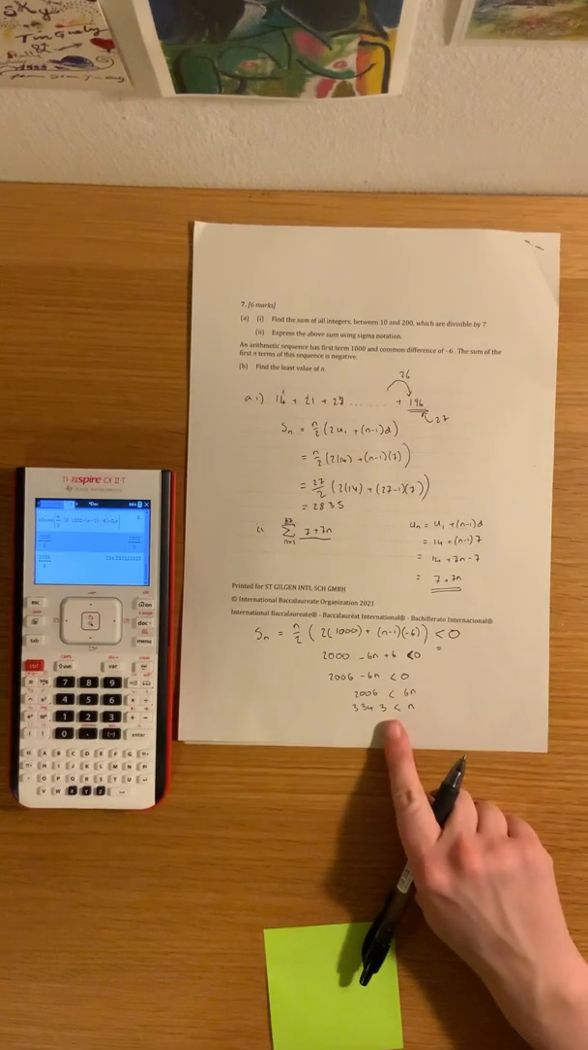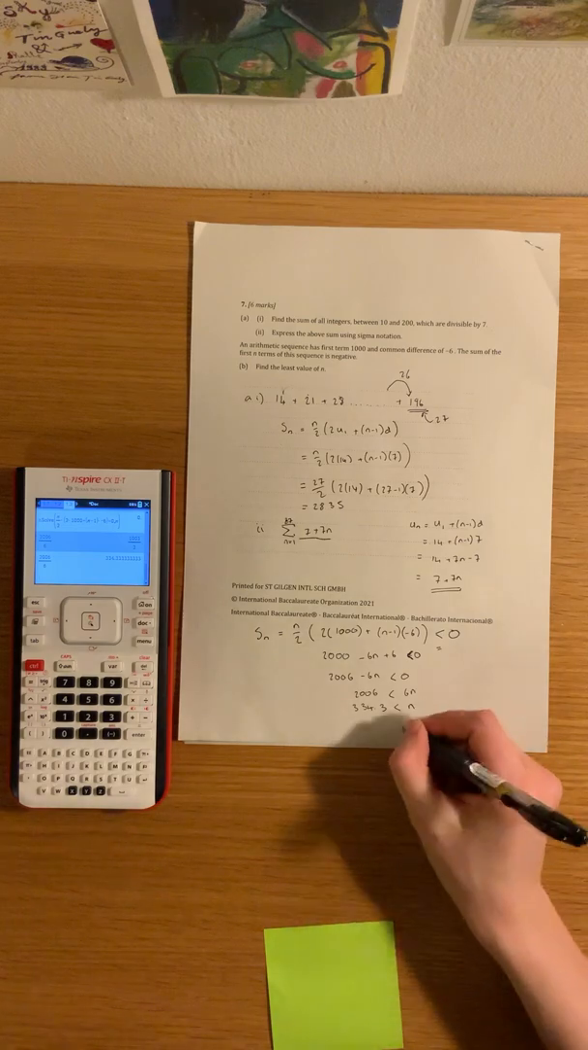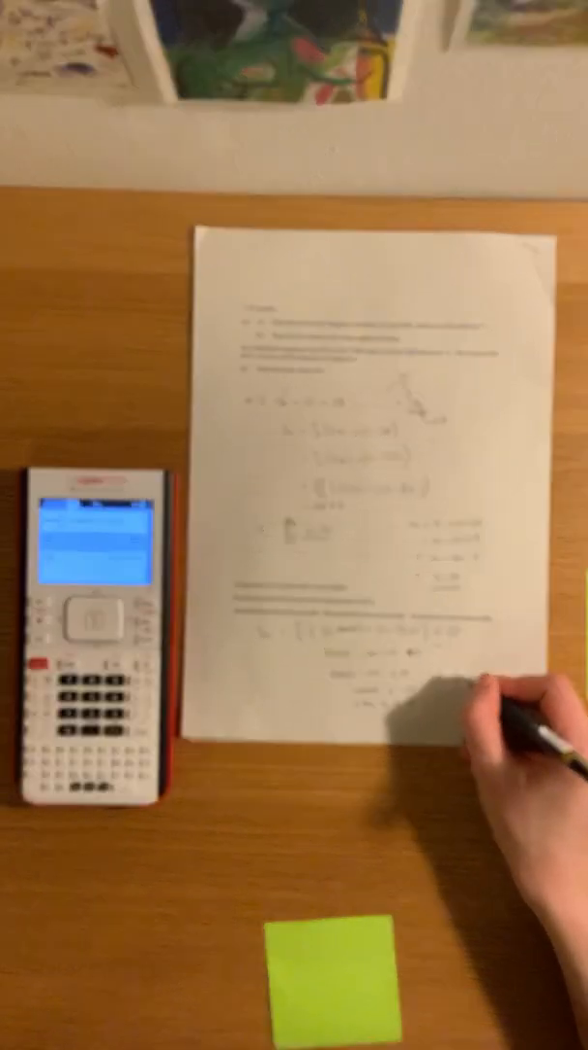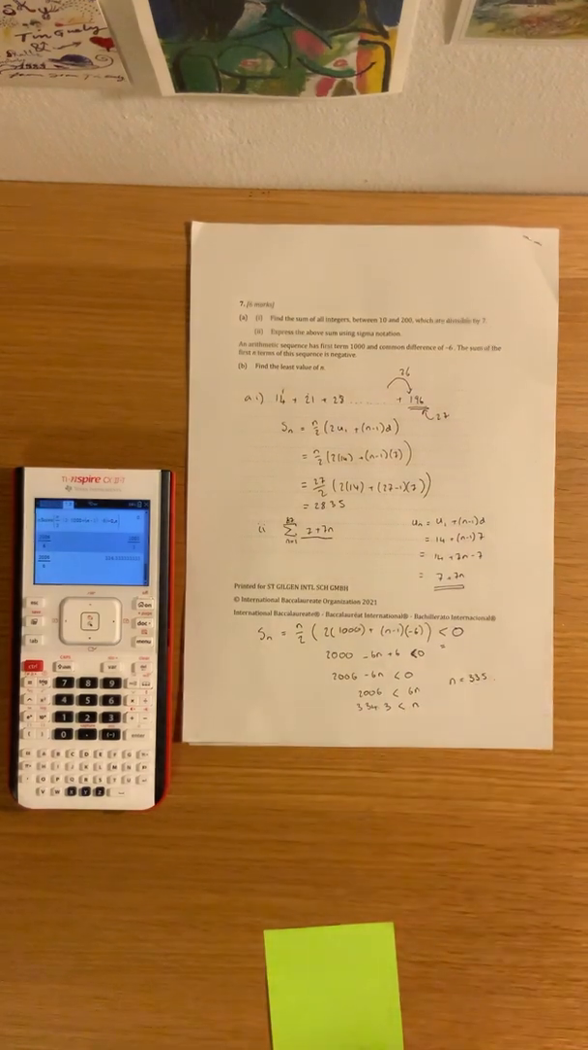The only thing to consider here is n must be a whole number because n is a term number. So that is how I can get my final answer of 335. There we go.